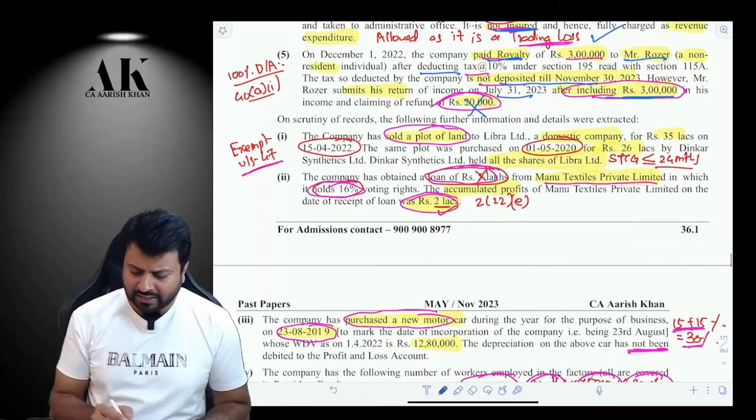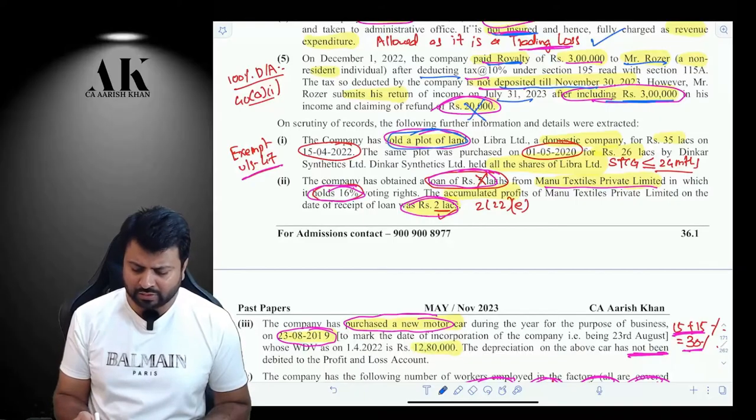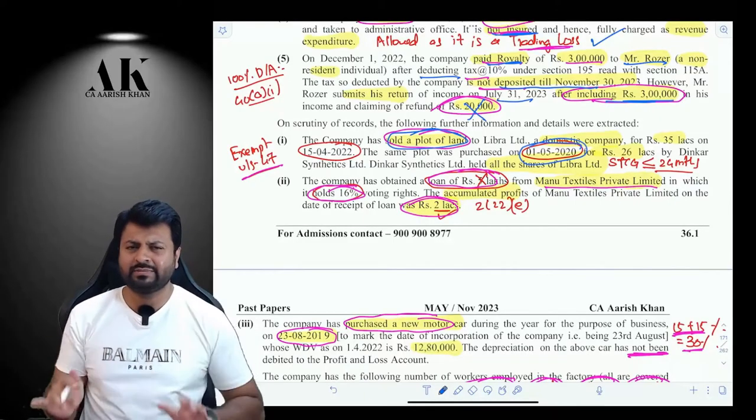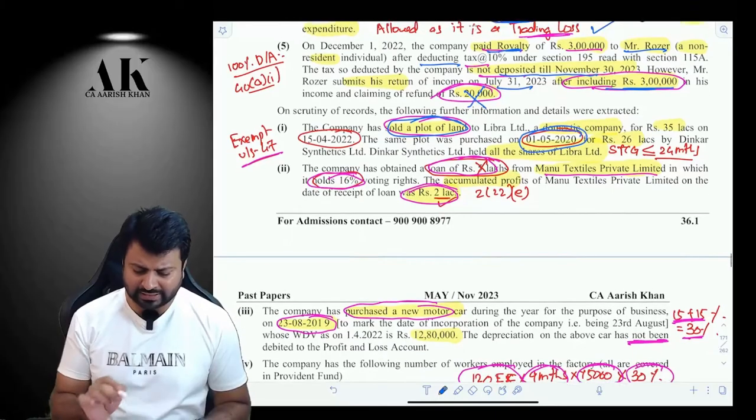Okay. Next one is a very routine adjustment. You are selling some plot of land to your 100% holding subsidiary. So that is exempt under income tax law. That is not subject to tax.